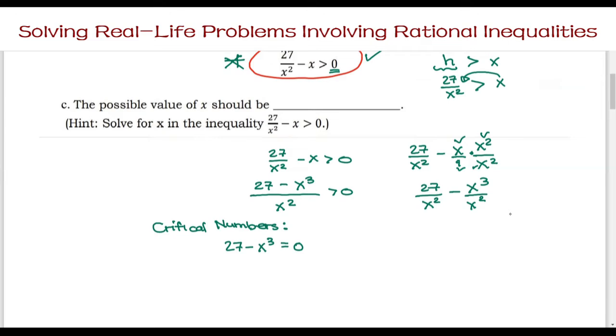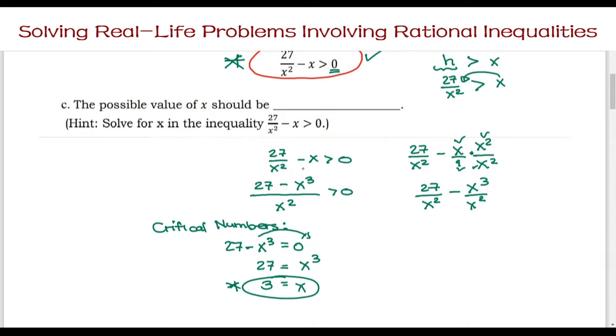If you do that, you are going to have 27 equals, ito ang ililipat ko sa kabila, so magkakaroon ako ng x cubed. So, ano ang value ni x? You get the cube root. You will get 3. Pwede naman ninyong i-check itong x equals 3. I-substitute nyo dito sa numerator. So, you have 27 minus 3 cubed. 3 times 3, 9. 9 times 3, 27. So you have 27 minus 27, 0. You see? So pinapa-0 niya yung numerator.